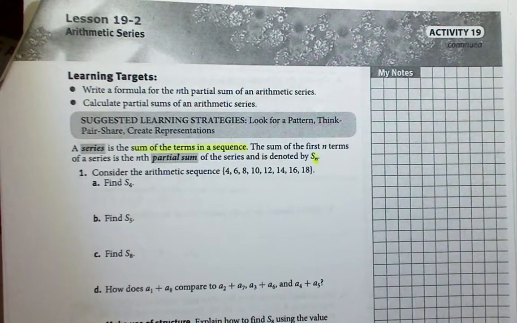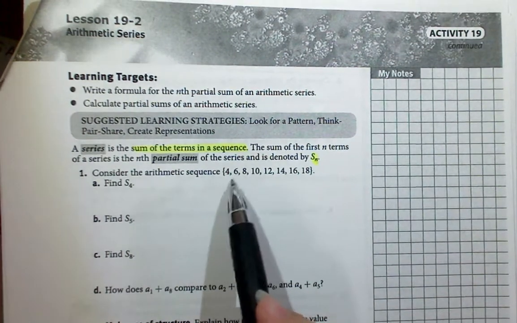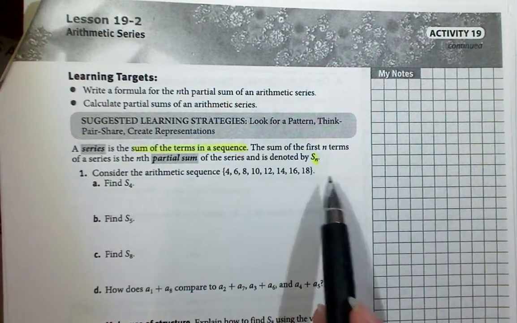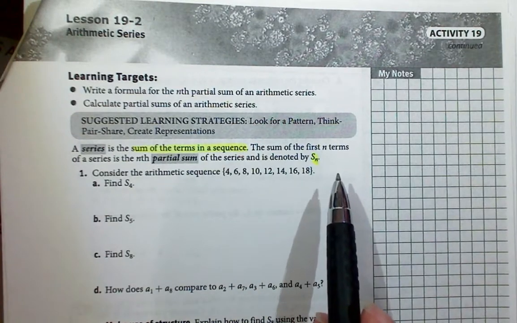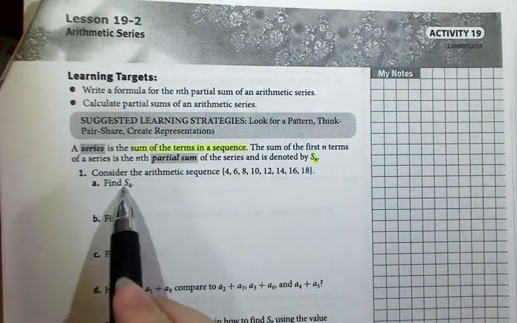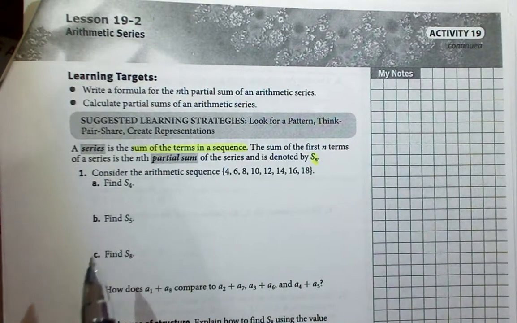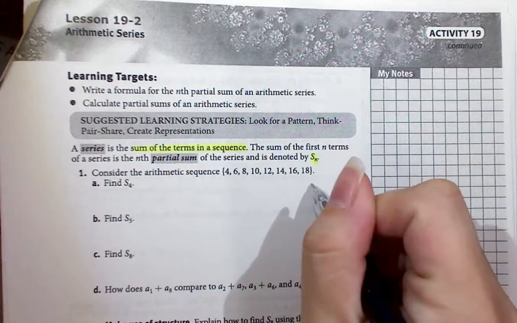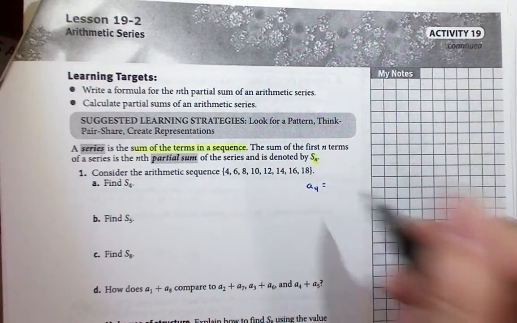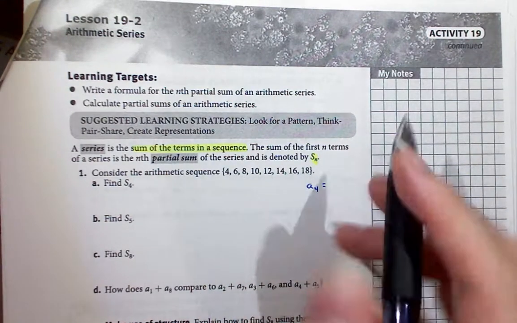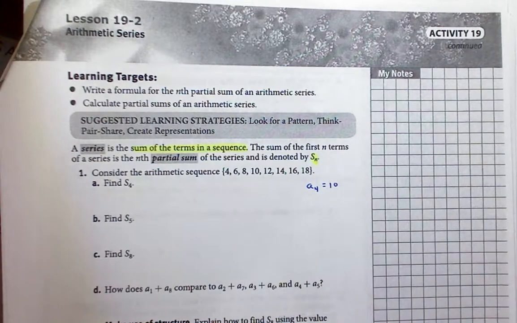It says consider the arithmetic sequence 4, 6, 8, 10, 12, 14, 16, 18. So this is just a sequence, a list of numbers. They want us to find S sub 4. This is not the same thing as finding a term. If they wanted a term, they would say find a sub 4, and you'd say, okay, 1, 2, 3, 4, that's 10. But what they're asking us to do is add the first 4 terms.